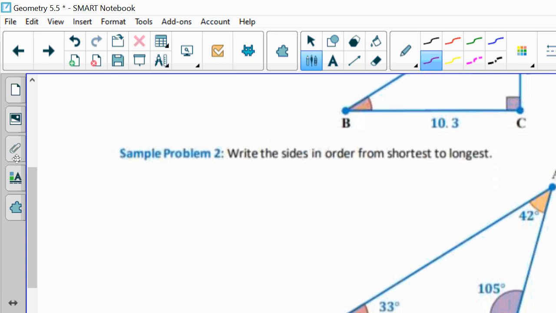Number 2 says write the sides in order from the shortest to the longest. Again, I'm just going to pay attention to how they ask. So the shortest, so I see 33 is my smallest angle. So across from that, side AC.